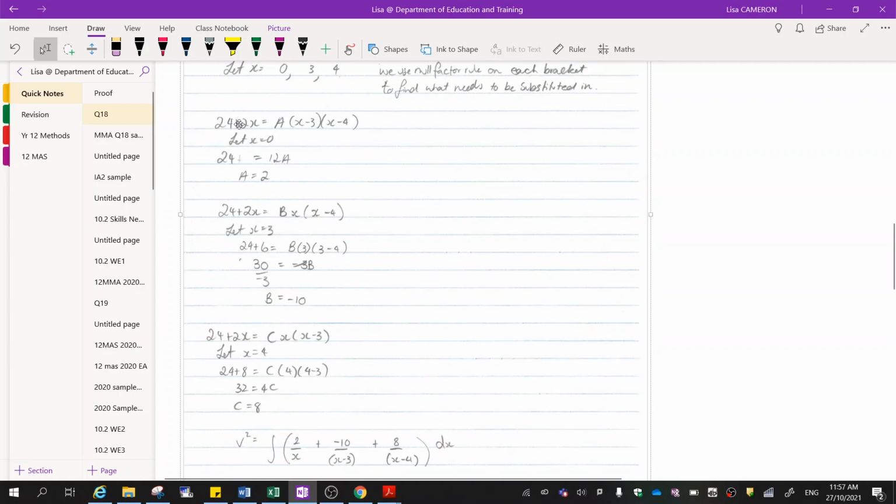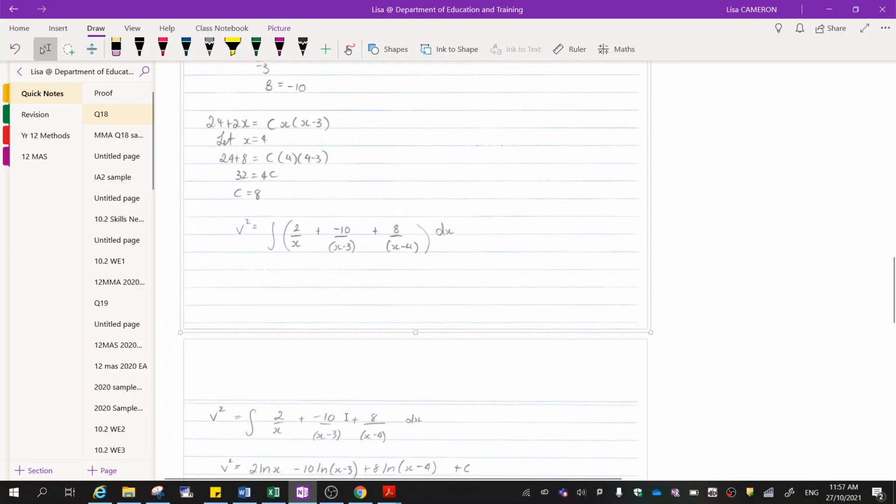Now, I substituted it into the expressions. I separated them out, substituted it in to find out what A, B, and C are equal to. From that point forward, I rewrote my fractions in our pretty form, and then I've integrated them.